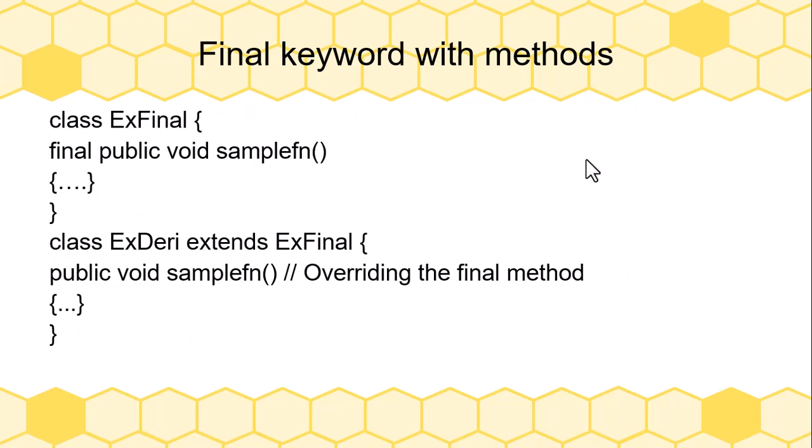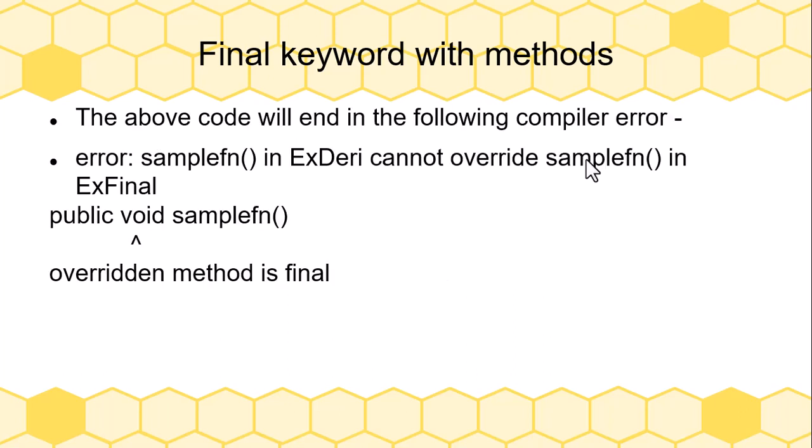Here is an example. We have the xFinal class and the xDerry class. xDerry extends xFinal. The base class has a final method, sample function. In the derived class, if you attempt to override the final method, it will end up in a compiler error. The error message is shown in this slide. It clearly says that you cannot override the final method in the base class.